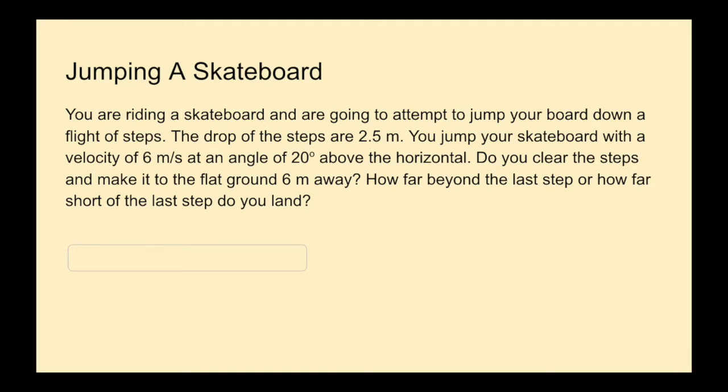You're riding a skateboard and are going to attempt to jump the skateboard down a flight of steps. The drop of the steps is 2.5 meters. You jump your skateboard with a velocity of 6 meters per second at an angle of 20 degrees above the horizontal. Do you clear the steps and make it to the flat ground 6 meters away? How far beyond the last step or how far short of the last step do you land?